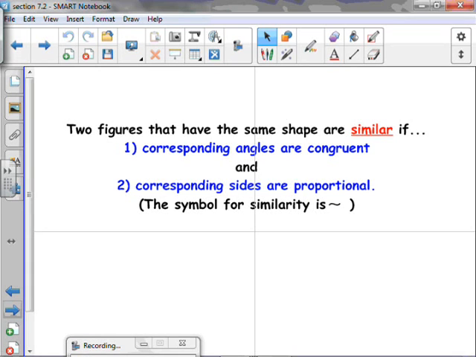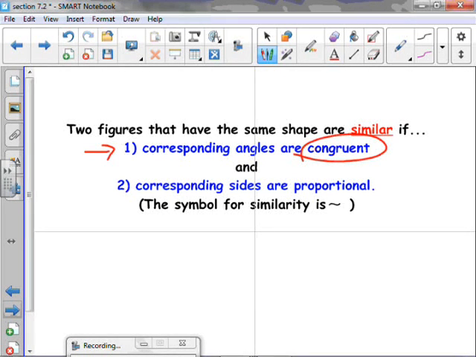Okay? And so the first thing we are going to do is say that two figures have the same shape, and two figures that have the same shape are similar if two conditions are met. One, corresponding angles are congruent. Notice the difference in words here. And corresponding sides are proportional. And the symbol we use for similar is this squiggly line here, the top of the congruent sign without the equals. Okay? You should remember this from middle school.